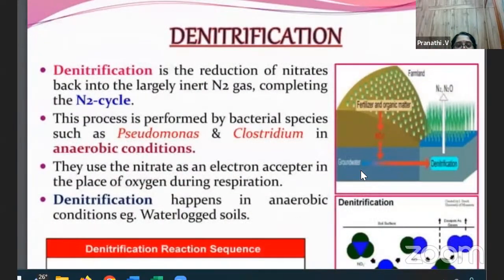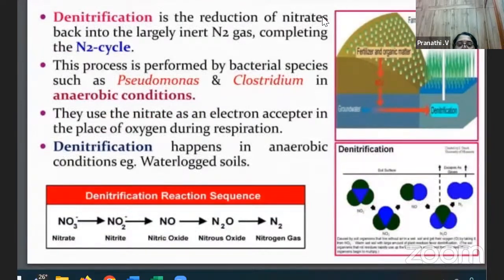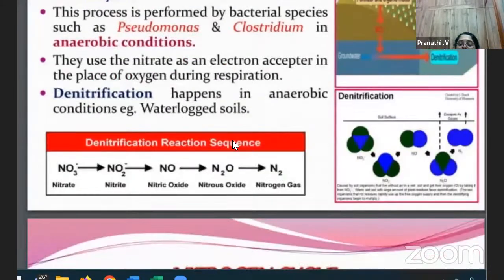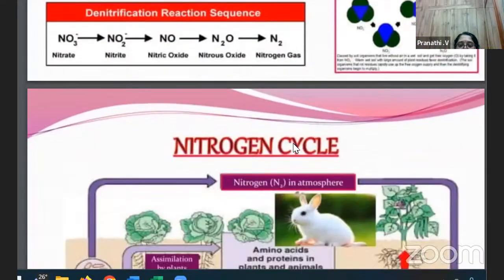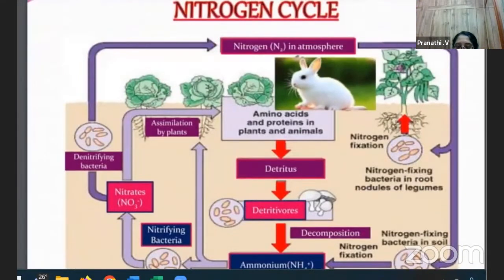And you have the process of denitrification, that is reduction of the nitrates back into inert nitrogen gas, completing the nitrogen cycle. Again, performed by Pseudomonas and Clostridium in anaerobic conditions. So it happens in waterlogged soil where there is no oxygen source, and the reaction is nitrates to nitrites to nitric oxide to nitrous oxide to nitrogen gas. So this is the nitrogen cycle that we are talking about.